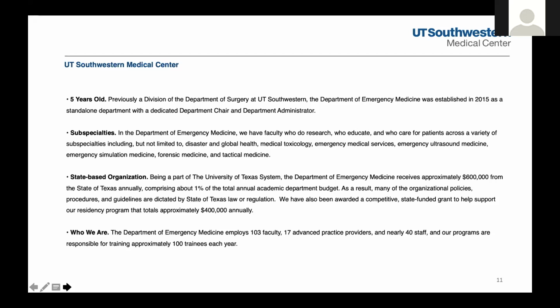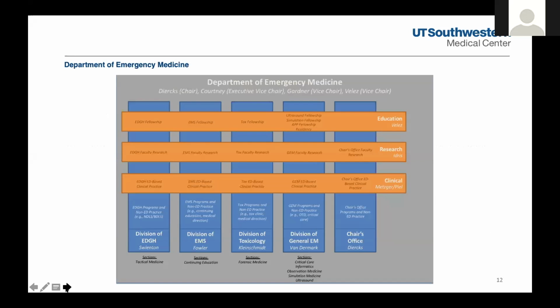And again, as a department, we receive some state funds. It's really not a lot for us, about 1% of our annual budget, about $600,000. We also receive a grant for about $400,000 a year to support our residency program, but that's a competitive grant process. We currently have about 100 faculty, 17 APPs, and about 40 staff, and we train about 100 trainees a year. So stepping back out a little bit, actually, no, let me show you this first.